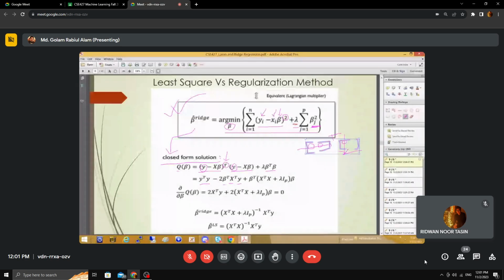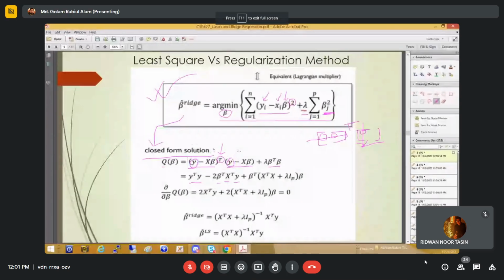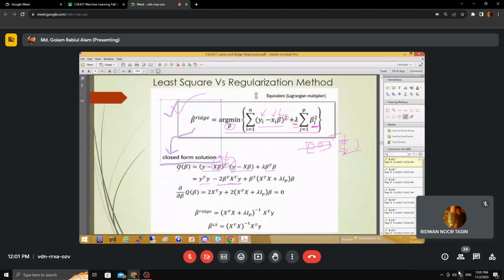Similarly, from here, if we multiply this term and this term, we will get y and Xβ, that means X transpose and β transpose. So we will get one from here and another one from here, so we will get two. That's why it is 2 β transpose X transpose y.